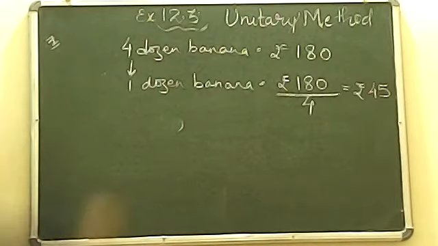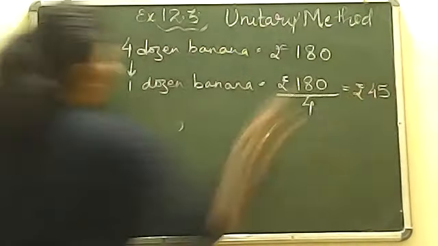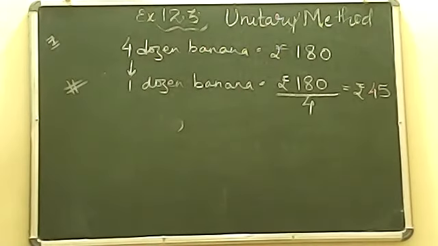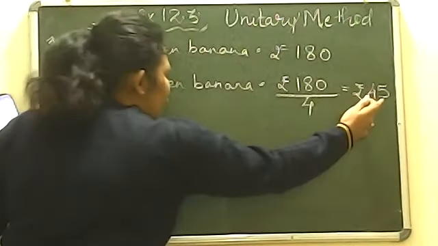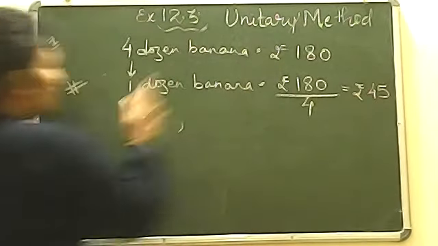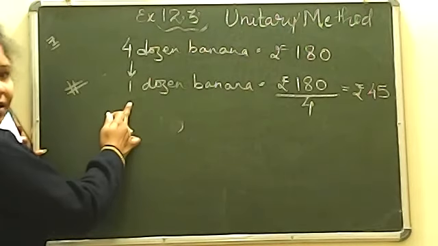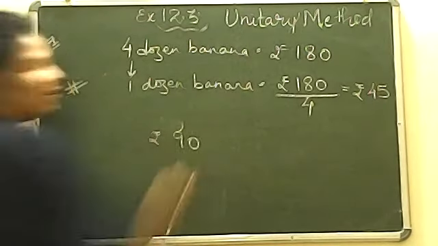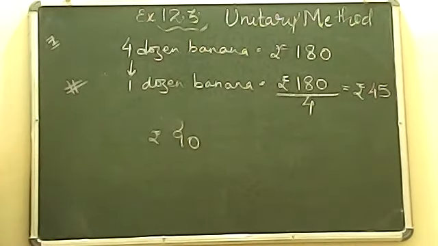So now we got 1 dozen bananas costing rupees 45. This line is very important. Now our question is telling you have money rupees 90. Look at the question like this: if we have 45 rupees, we buy 1 dozen. How many rupees do we have? 90. Tell me the direct answer, no need to solve it also.